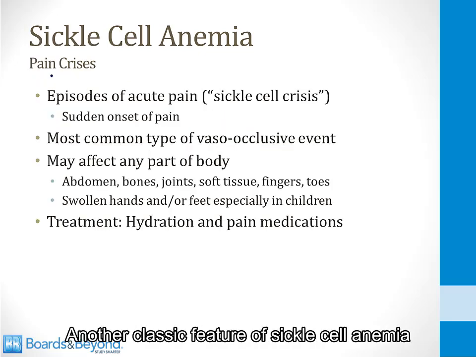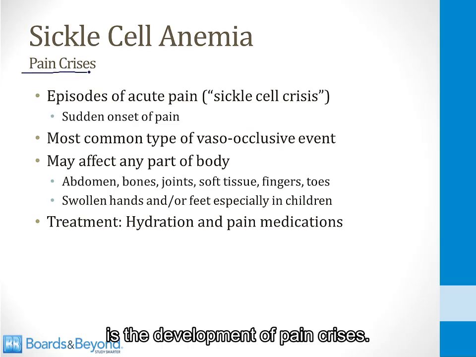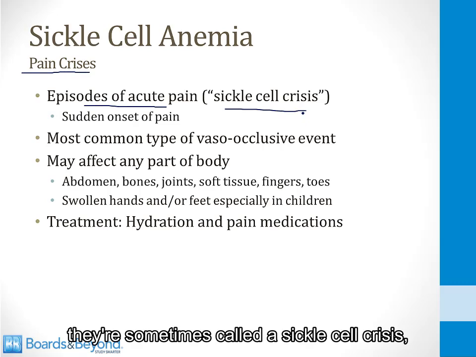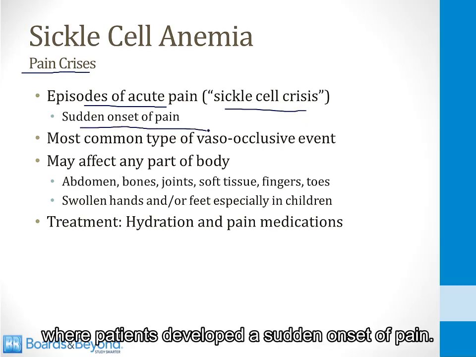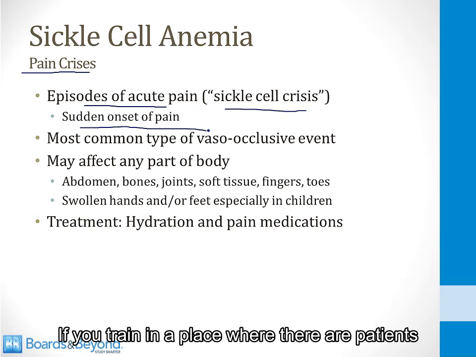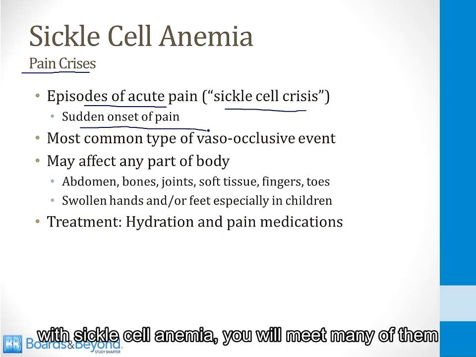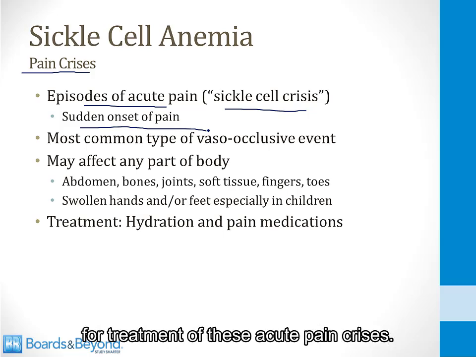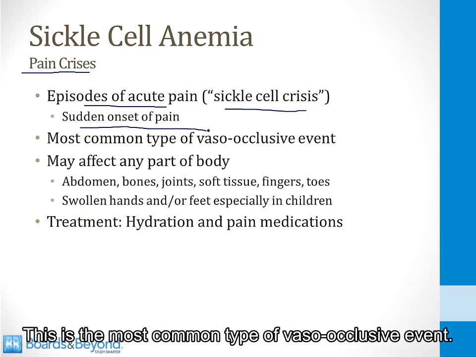Another classic feature of sickle cell anemia is the development of pain crises. These are episodes of acute pain. They're sometimes called a sickle cell crisis, where patients develop the sudden onset of pain. If you train in a place where there are patients with sickle cell anemia, you will meet many of them in the emergency room and in the hospital for treatment of these acute pain crises. This is the most common type of vaso-occlusive event.